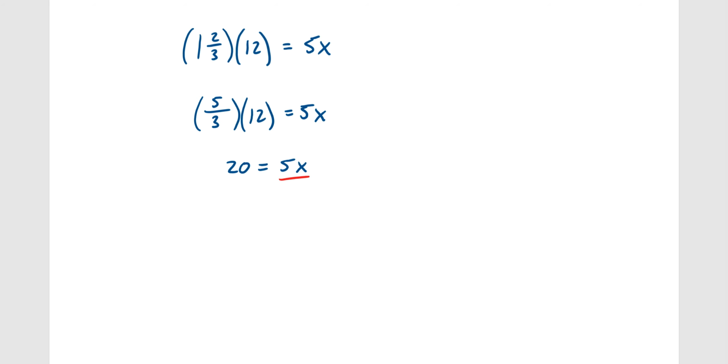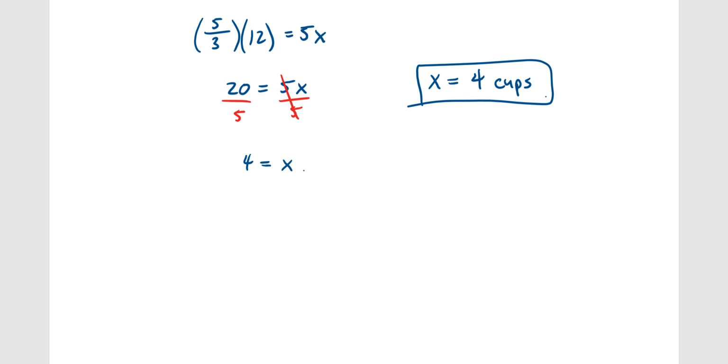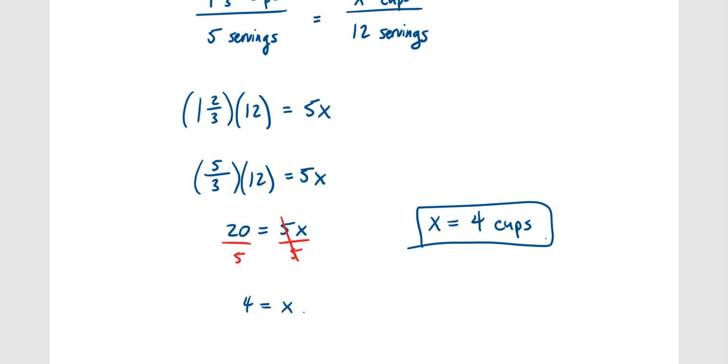And now we can divide both sides by 5, and we get 20 over 5 is 4, and we get x alone, which is what we wanted. So we get x, our answer is 4 cups. So 4 cups for those 12 servings. Okay, so definitely know how to do these proportions, because these are going to be one of the most important concepts for this whole entire class. Okay, so that's it for chapter 1.